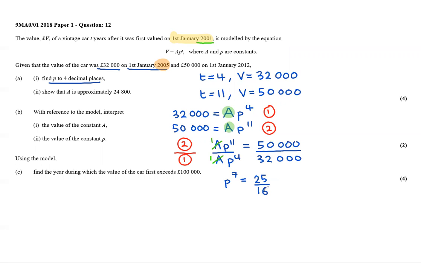And again, this is misleading. You might question yourself whether you've actually got the right power of P here because you've got these nice square numbers on the right-hand side. But it is correct. If we take the 7th root of 25 over 16, I'll have to do this on the calculator.